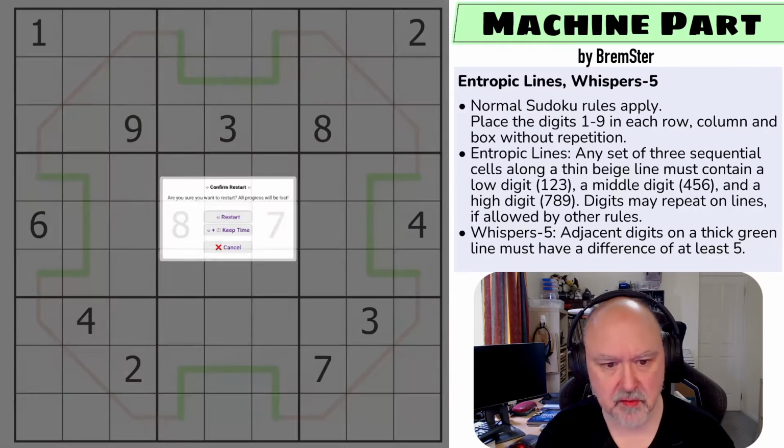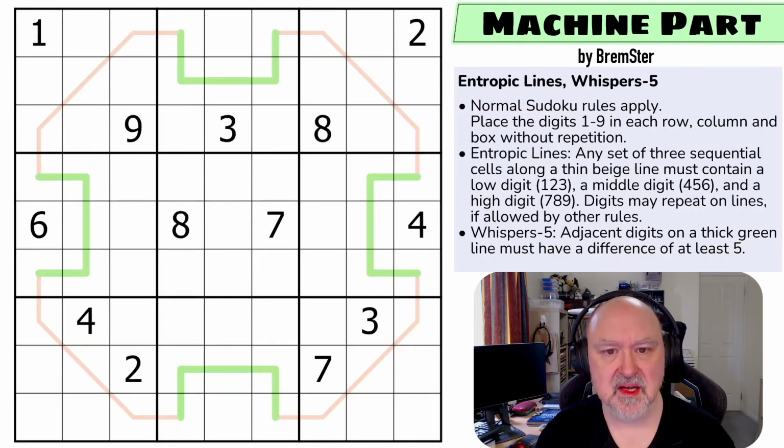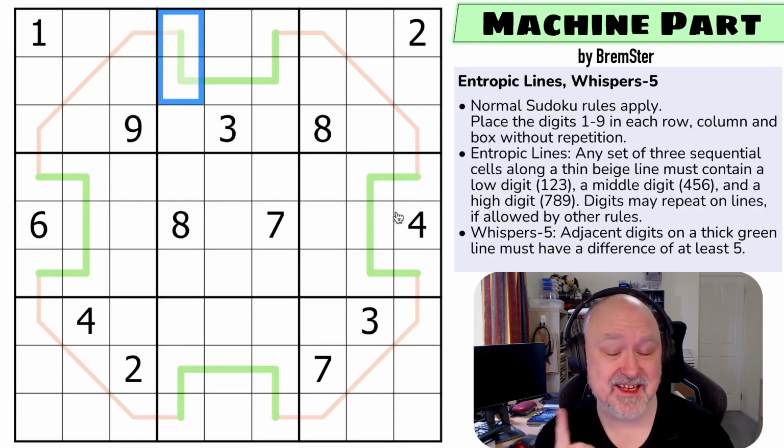They're the rules. I'm going to restart the puzzle to restart my timer. Let's give this a shot. Okay, first thing is you can never put 5 on one of these Whisper-5 lines. So even though they're called Whisper-5s, they can't take a 5.